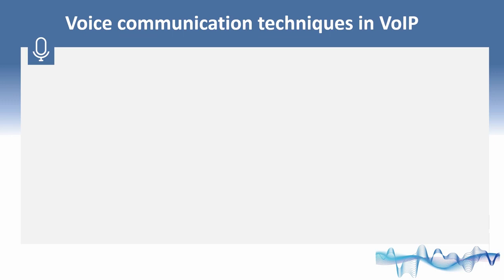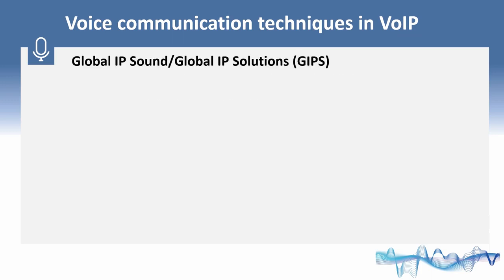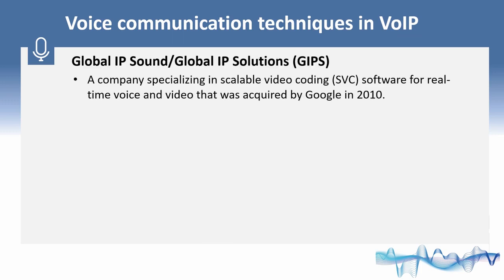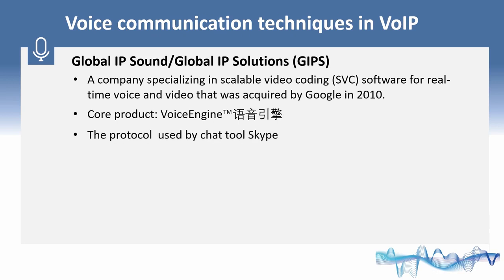voice communication over IP, the speech coding technique is more complex. GIPS is a company specializing in scalable video coding (SVC) software for real-time voice and video that was acquired by Google in 2010. Its core product is Voice Engine, which is used by the chatting tool Skype.